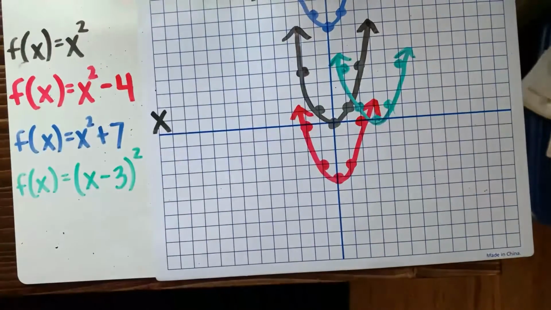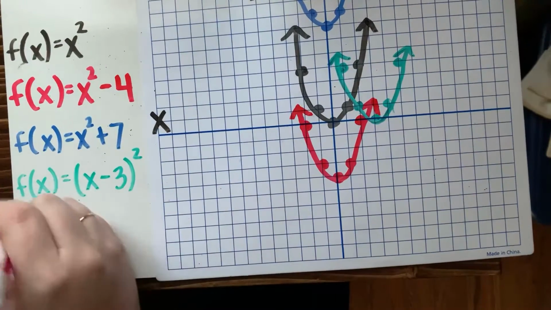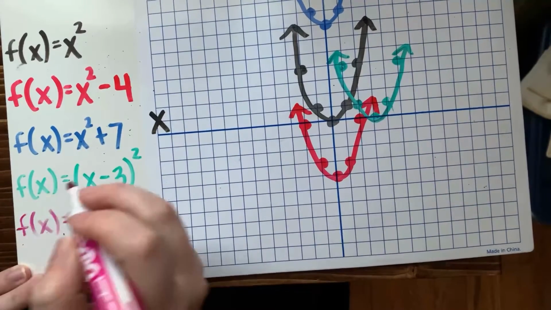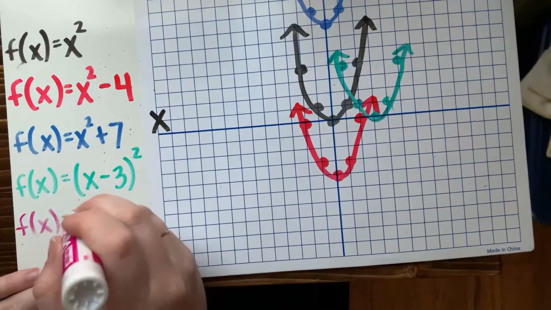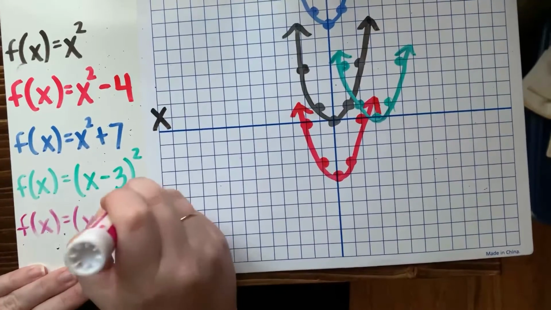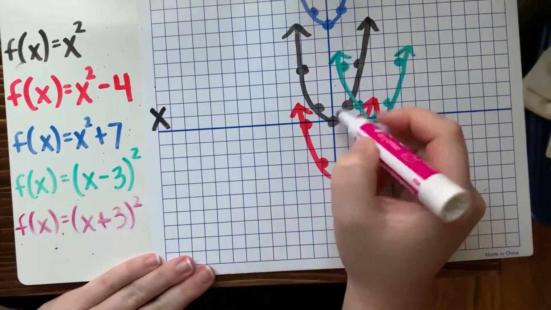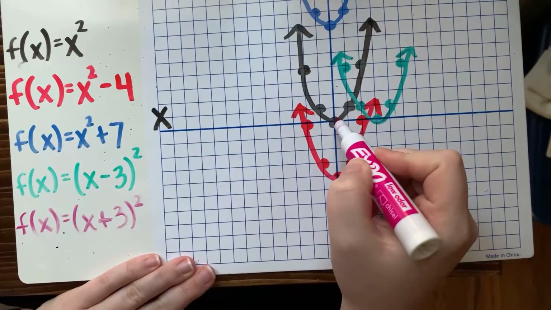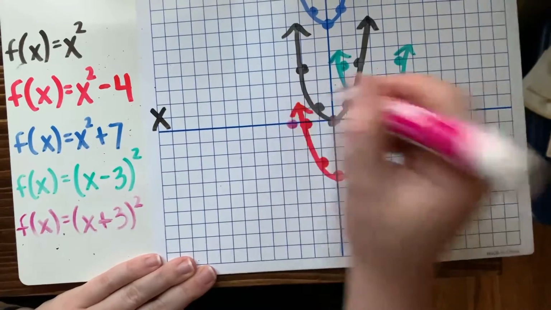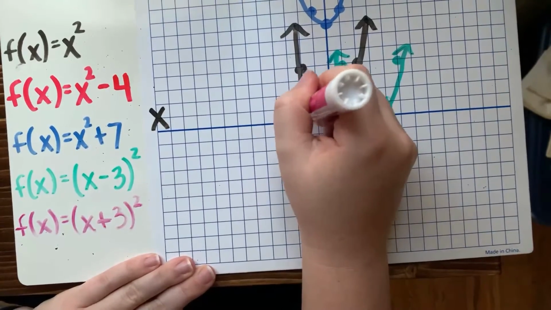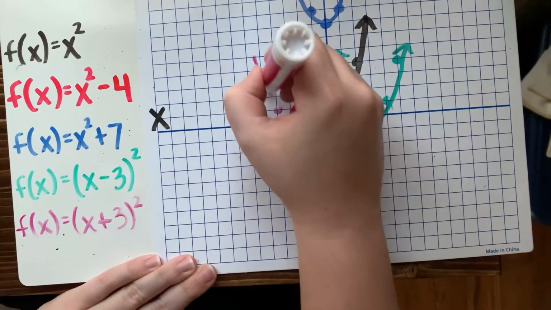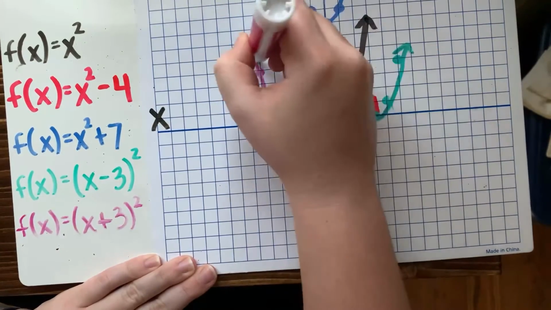We can also move to the left. And if we move to the left, it's going to be f of x equals x plus some number. So if I start here, move to the left for plus 3. I put all my points here, and I can draw that.